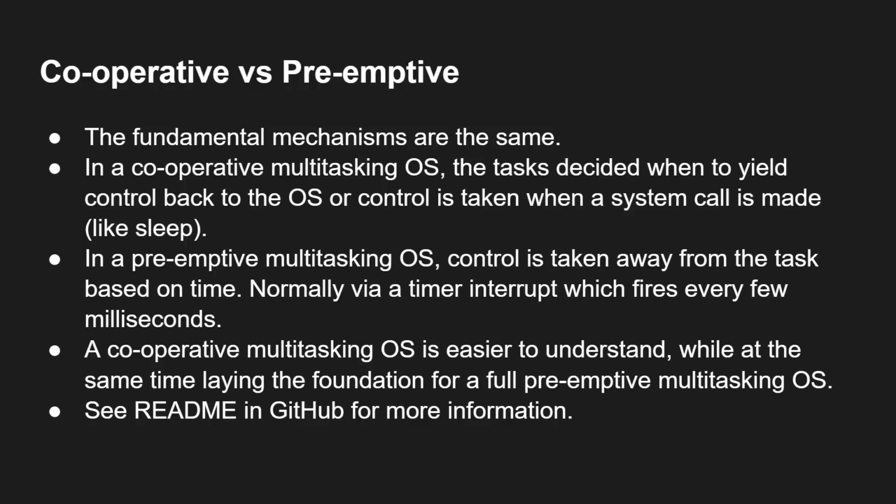A cooperative multitasking OS is easier to understand, while at the same time laying the foundation that you need for a full preemptive multitasking OS. See the README file in the GitHub for more information.